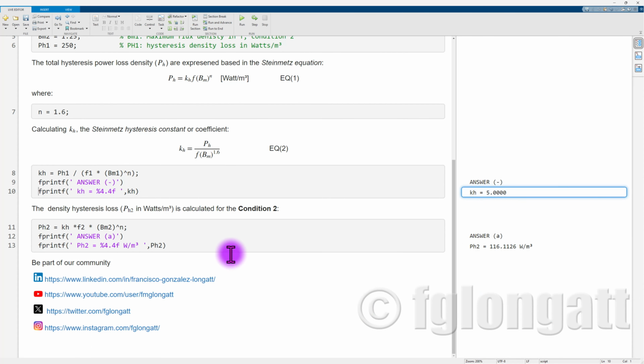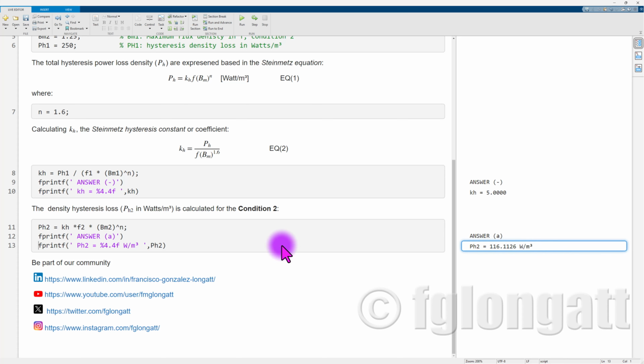The second condition can be easily calculated. We are decreasing the frequency to 16.25 and we are increasing the magnetic flux density to 1.25. So using equation number 1, we can obtain the numerical value of the hysteresis loss density, and you can see 116.11 watt per cubic meter.